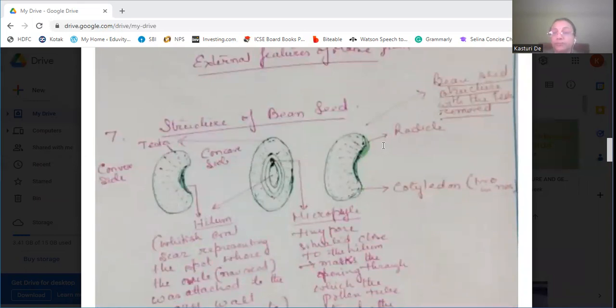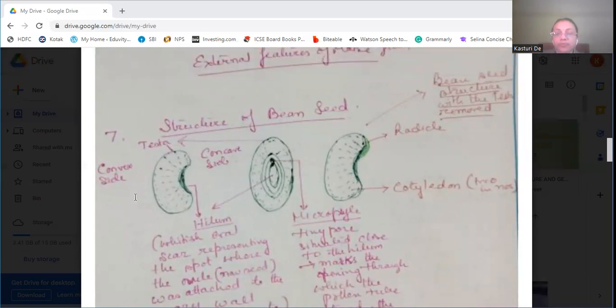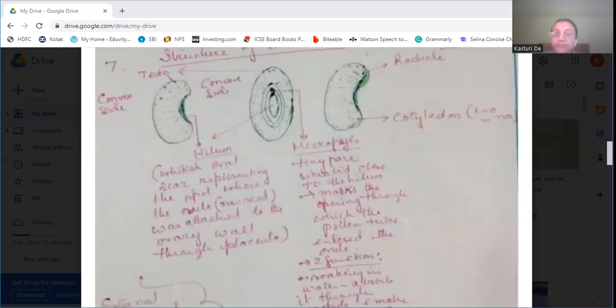Now here, the testa is separate from the seed. That is, the fruit wall is separated from the seed coat. First, we see the testa. The bean seed is a kidney-shaped structure. One side is convex, another side is concave. On the convex side, we can see the testa, and on the concave side, we see the hilum. What is hilum? Hilum is a whitish oval scar.